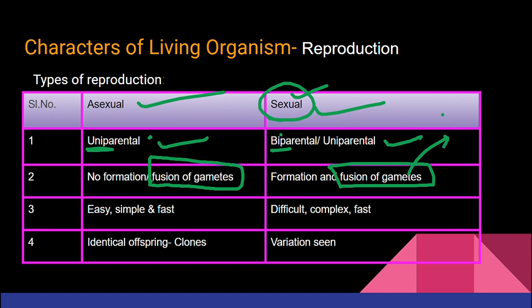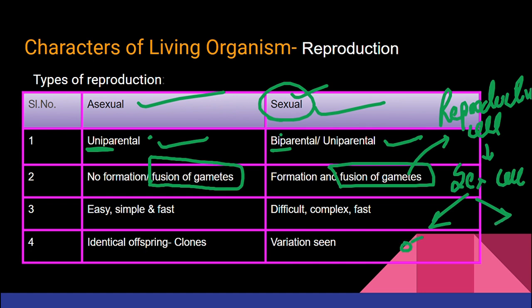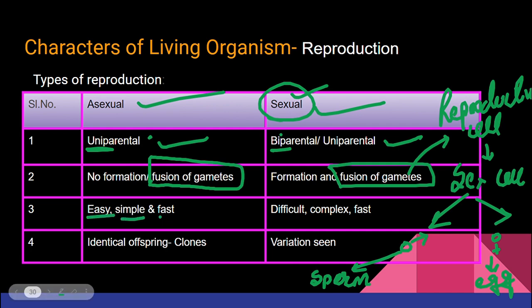What is gamete class? Gamete is nothing but your reproductive cell. That is sex cell. When I talk about male and female, in male I have sperm, and in female you have egg. Right? Now, asexual reproduction is easy, simple and fast. But when we talk about sexual reproduction, it is difficult, complex. Talk about the human being. For the birth of a human baby, it takes 9 months. That means it is a complex process, and it is not fast. It is a slow process.